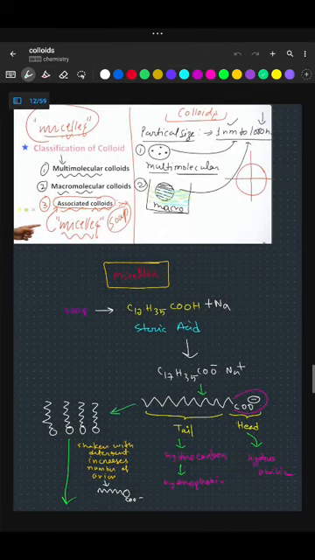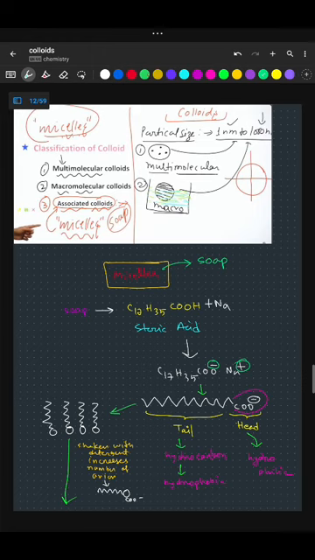A good example of micelles is soap, and we know the chemical composition of soap. It is C17H35COONa, which is stearic acid salt. And when we put it in an aqueous solution, it breaks into two parts. One of them is an anion and another is a cation. The anion forms a chain.